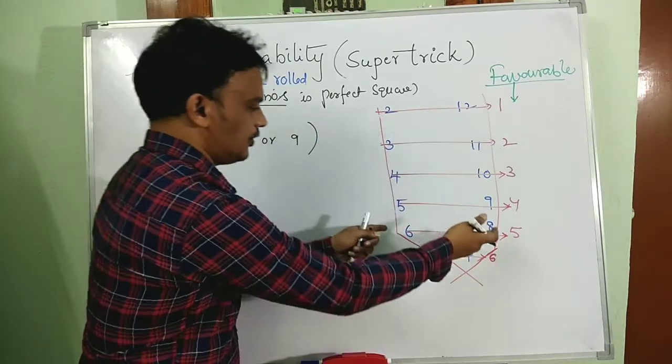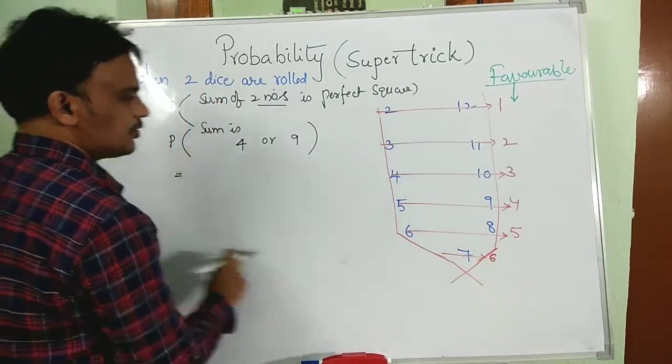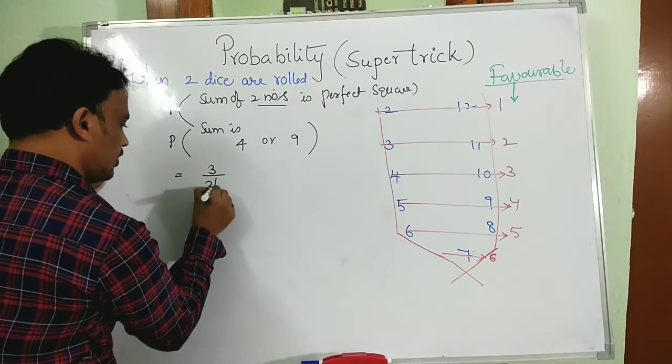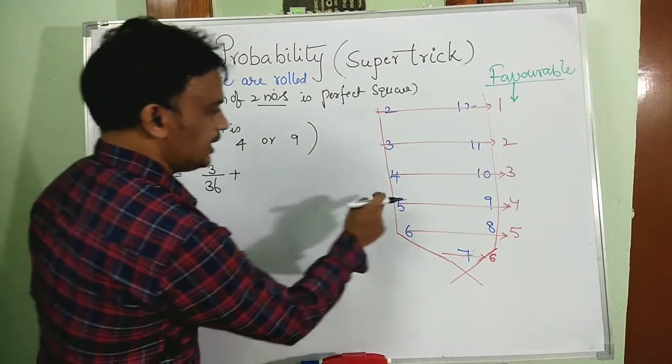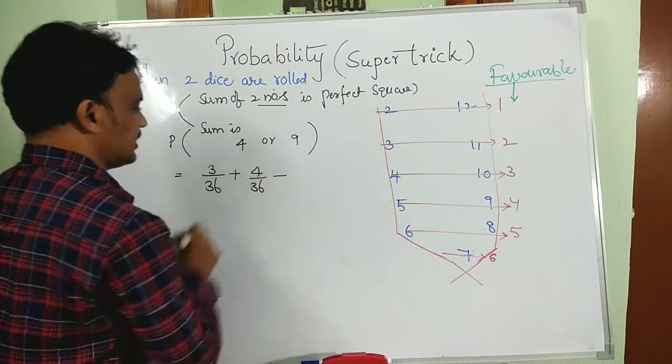Very quickly, from this Swamiji rule, we'll get this. Sum is 4: what are the chances? 3 favorable chances out of 36 when the 2 dice are rolled. Sum is 9, which is 4 by 36, minus the intersection part.